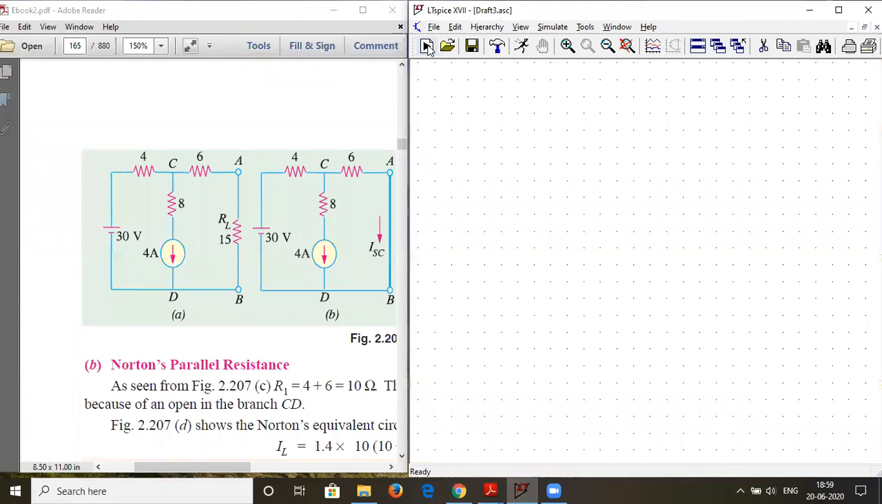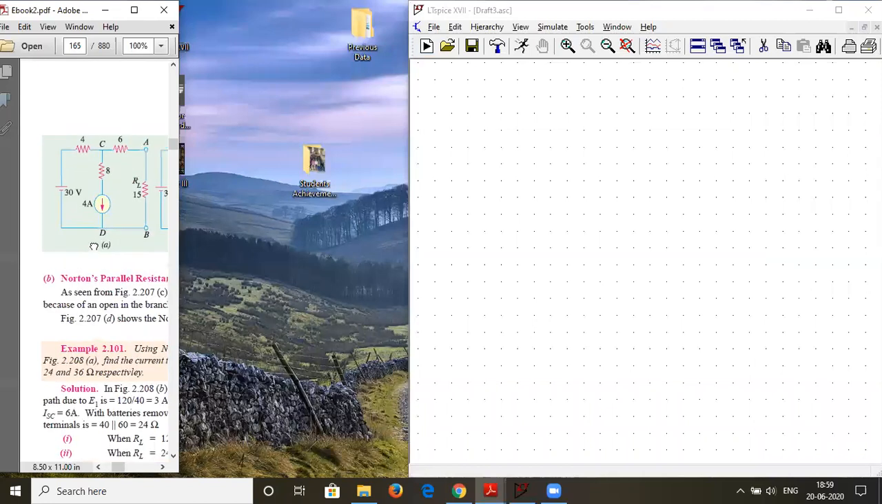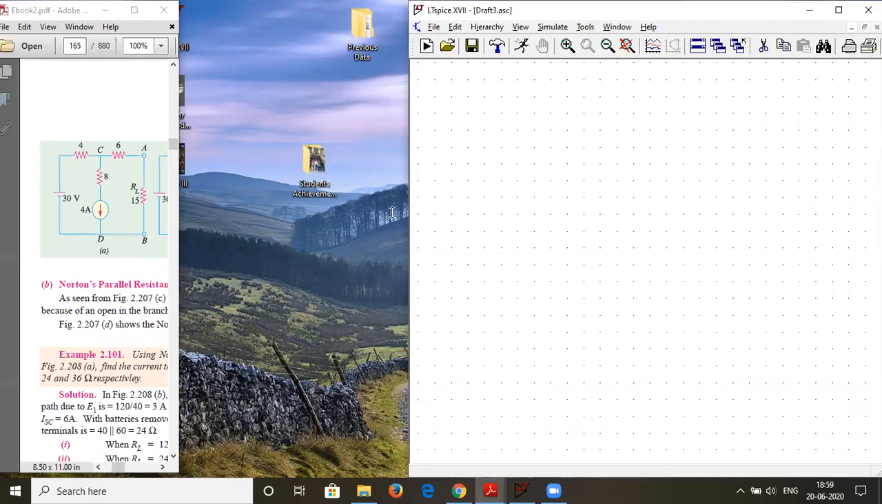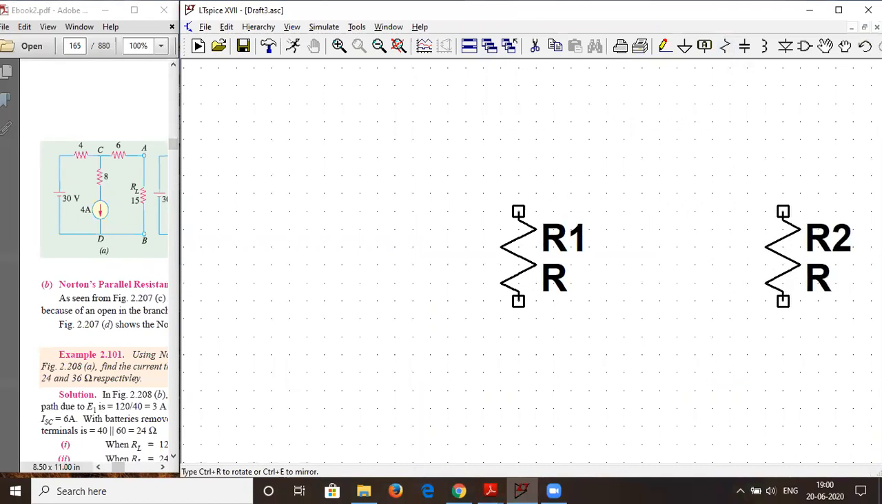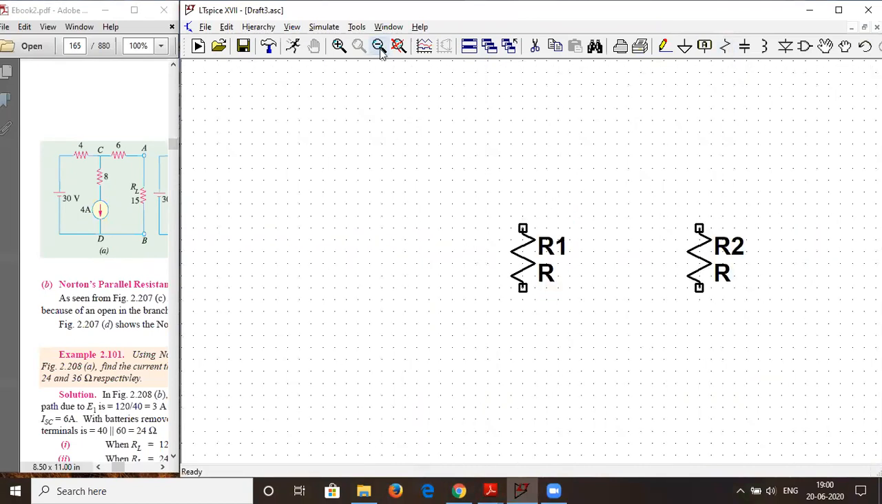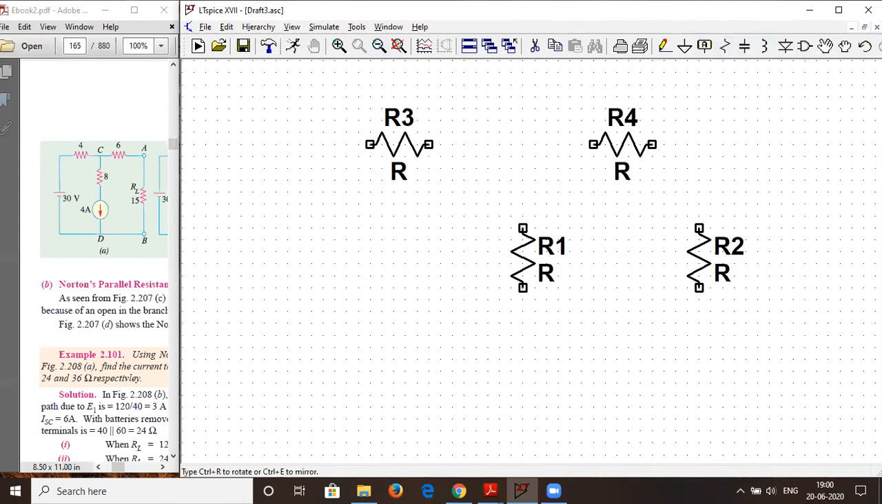So we'll open a new schematic. I think I have to readjust the screen a little. Okay, fine. So we'll start collecting the components. First are my resistors. The remaining resistors we can rotate with Ctrl+R and place onto the screen like this. The second resistor will come over here, and now we have to connect the sources.